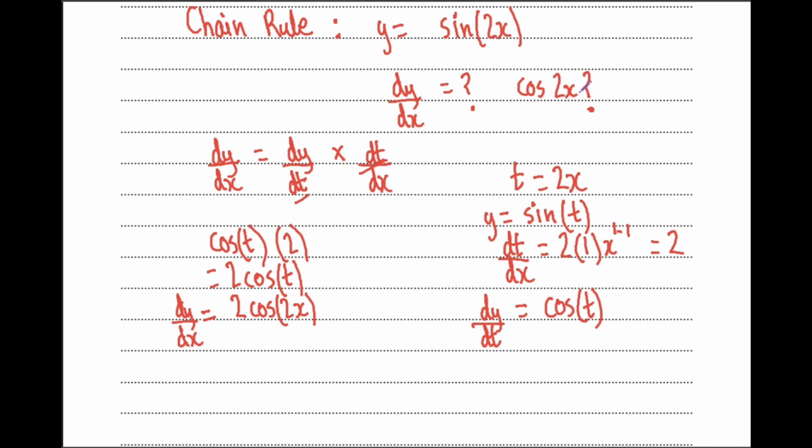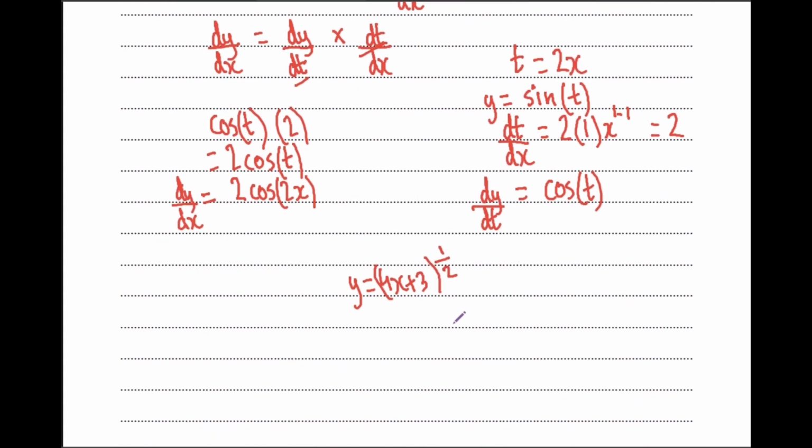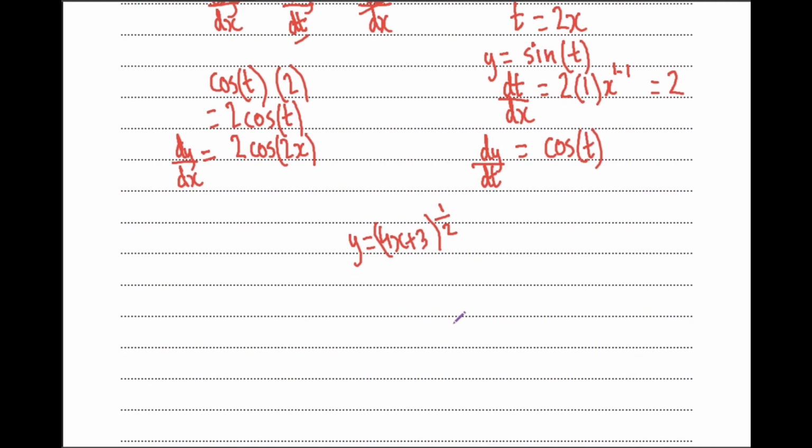We estimated it would be cosine 2x. We didn't know how to do it, and we were pretty close, but this 2 is very different. This 2 cosine 2x is very different from just cos 2x. And the chain rule is so important because let's do a harder function. Let's do y is equal to (4x plus 3) to the power of a half. Let's say we have that. How would you find the derivative of that function? Like, we don't know how to do that.